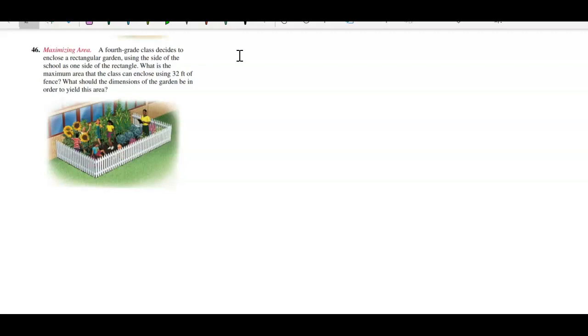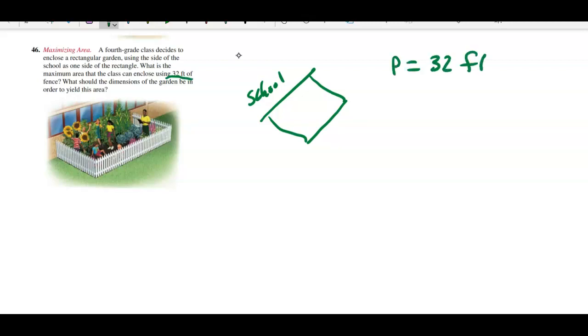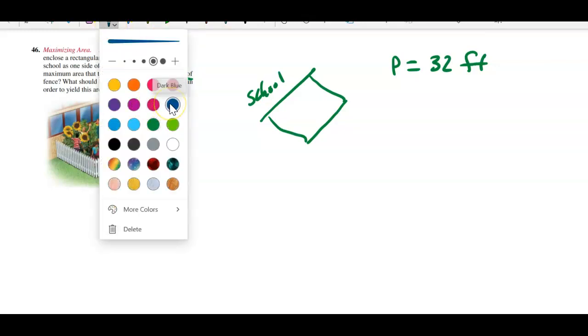Alrighty, so we have this drawing whereby we have like the school right here, and then they have this garden, okay? And the amount of fencing that we have to enclose the garden is 32 feet. So the perimeter that we're using is 32 feet. That's all we have. Well, we have a rectangle. My picture doesn't look like one, but that's what I was trying to draw. All right, so we have this rectangle.